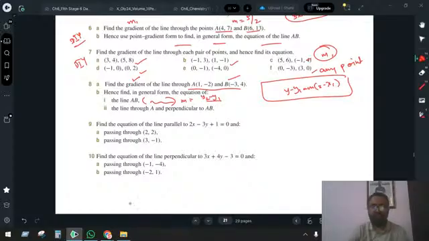Try it yourself. What is y2 minus y1? 4 minus 2. No. Minus of plus, minus plus, 6. So 6 by x2 minus x1. Minus 4. The 6 by 5 minus 4 is nothing but minus 3 by 2.